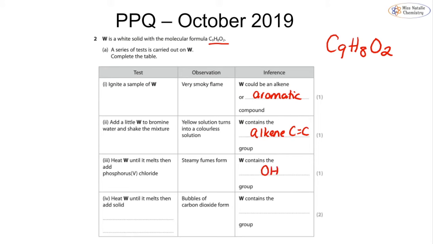And then heat W until it melts and then add a solid that we have to fill in and we get bubbles of carbon dioxide. So the solid that we're going to be adding is most likely going to be sodium carbonate. We can also use potassium carbonate, sodium hydrogen carbonate, or potassium hydrogen carbonate. Any one of those would be acceptable. And that tells us that we have a carboxylic acid group.